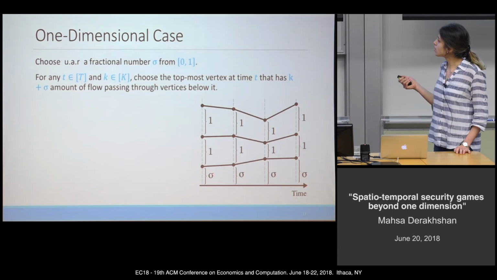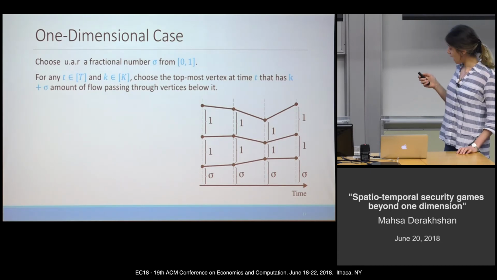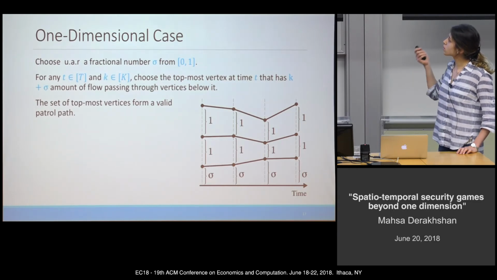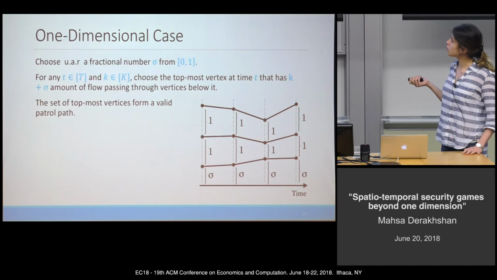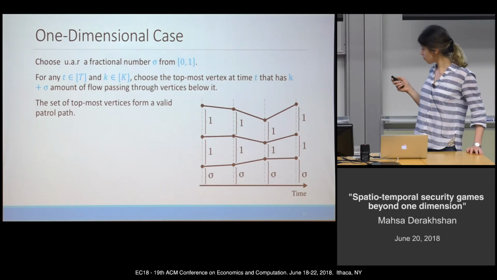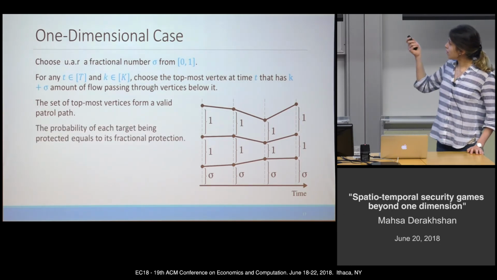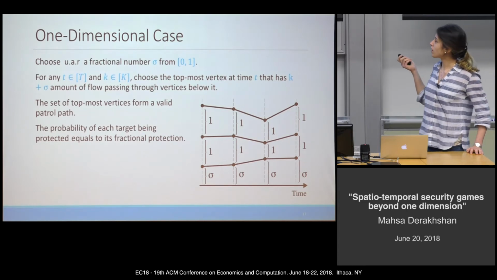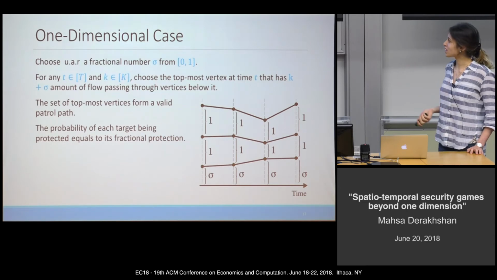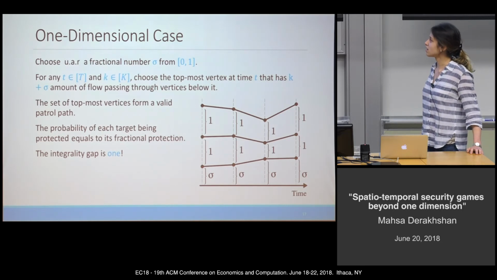For example, here the amount of flow passing through here is sigma, here sigma. Then we claim that among these chosen vertices, the set of topmost vertices form a valid patrol path. For example, these are valid patrol paths. We prove this using the flow conditions that we had in our LP. Also, we show that the probability of each target being protected is equal to its fractional protection. Because of that, the integrality gap of this rounding technique is 1.